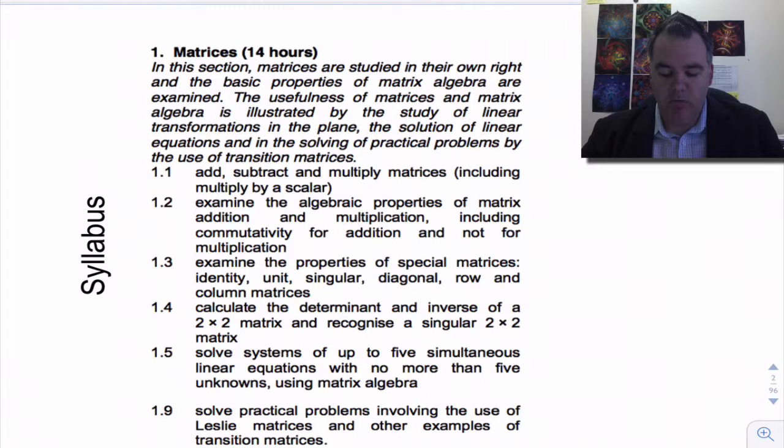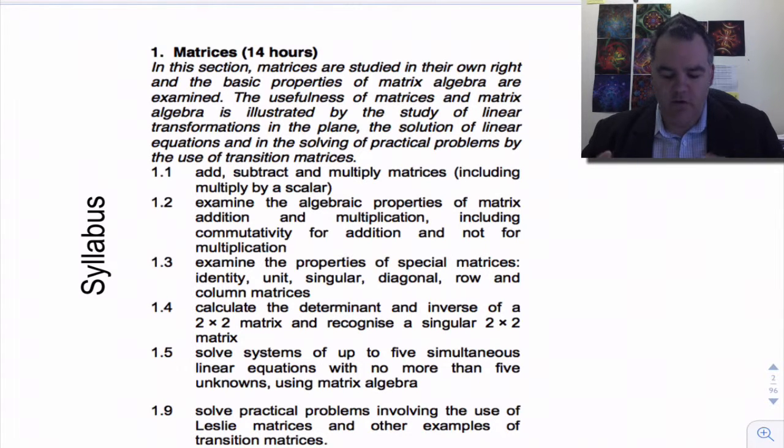So here's what the syllabus says about what we need to know. Add, subtract and multiply matrices, including multiplying by a scalar. Remember, a scalar from when we're doing vectors is just a constant, a number. Examine the algebraic properties of matrix addition and multiplication, including commutativity for addition and not for multiplication.